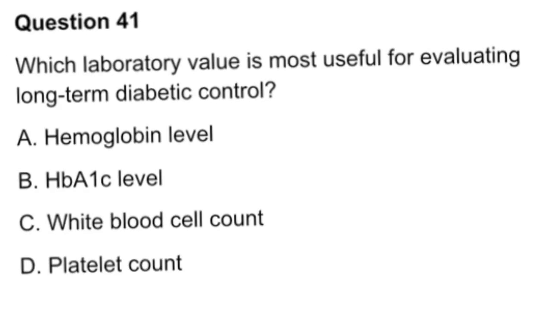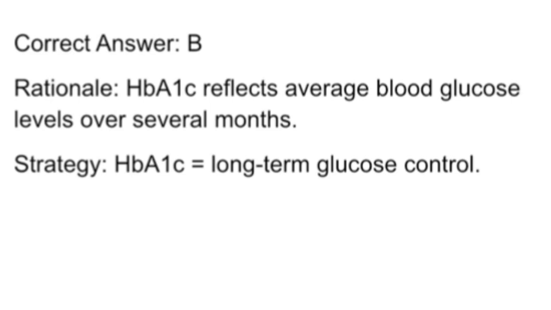Question 41. Which laboratory value is most useful for evaluating long-term diabetic control? A. Hemoglobin level. B. HbA1c level. C. White blood cell count. D. Platelet count. Correct answer: B. Rationale: HbA1c reflects average blood glucose levels over several months. Strategy: HbA1c equals long-term glucose control.